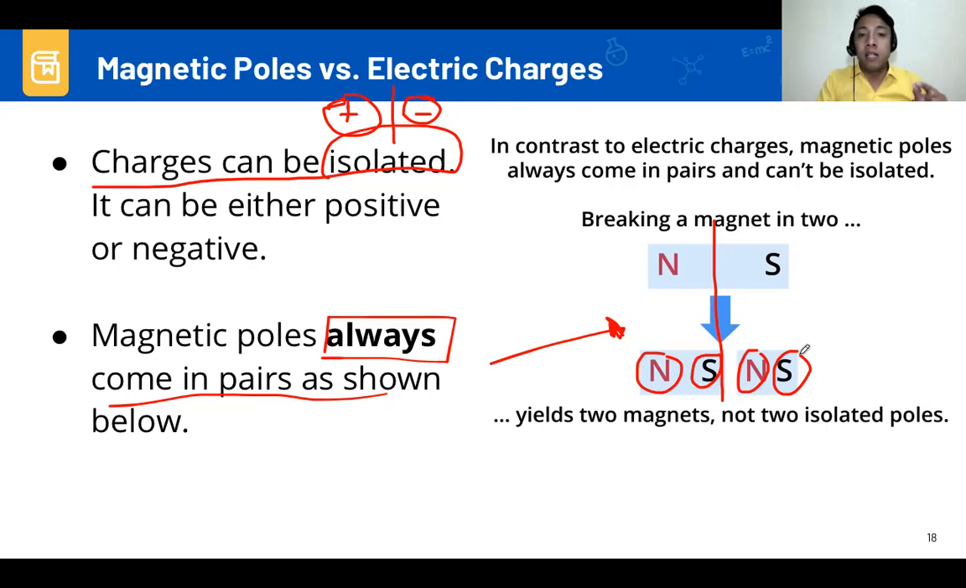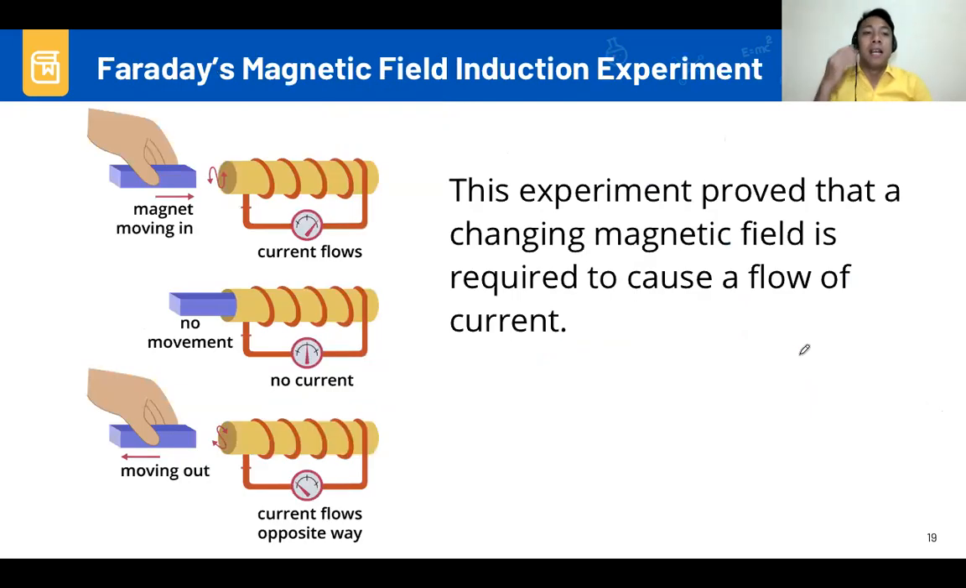In electric charges, if we separate positive and negative, this one is positive, this one is negative. So we can isolate them. But in magnetism or magnetic poles, they cannot be separated. Sabi ko kasi kung durugin mo yan, yung pinakamaliit na magnet na yan still has north and south pole. Okay? So this is the experiment did by Faraday.